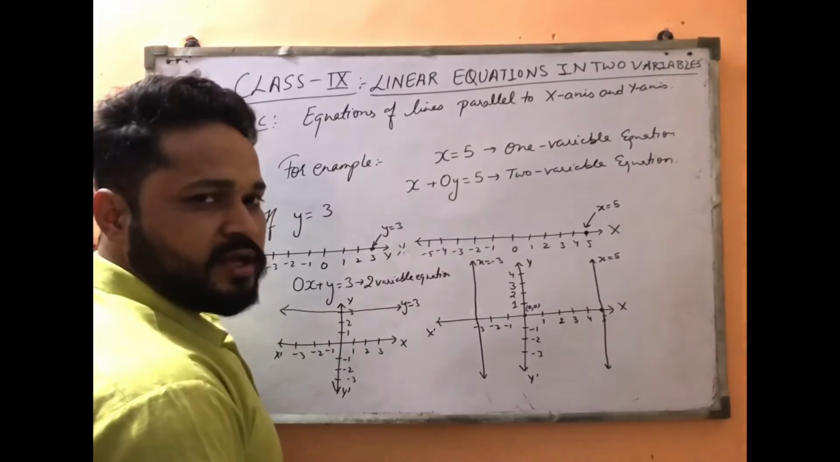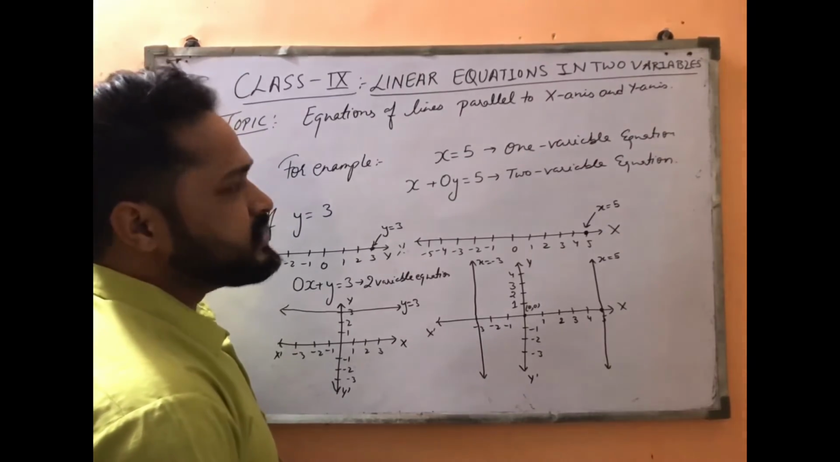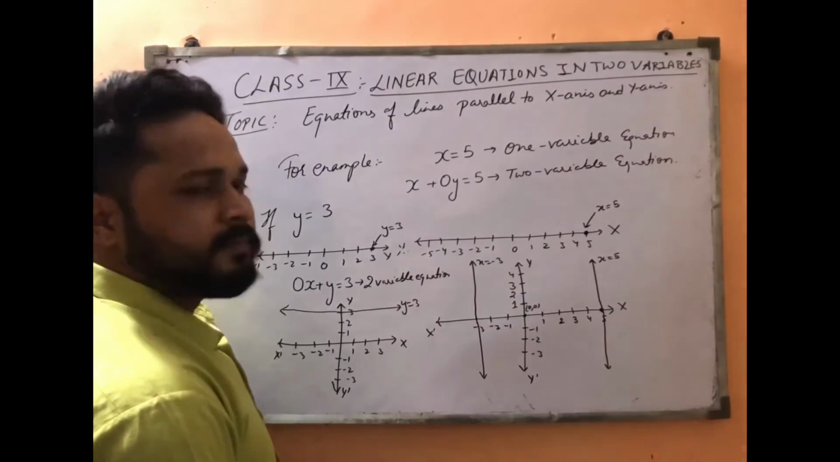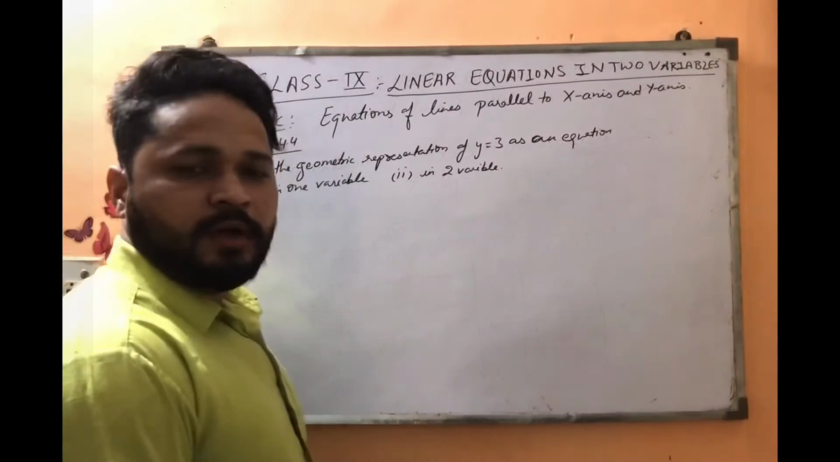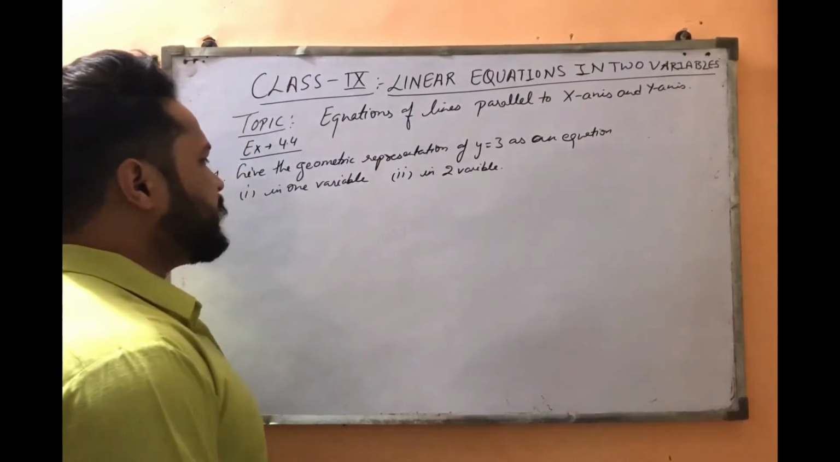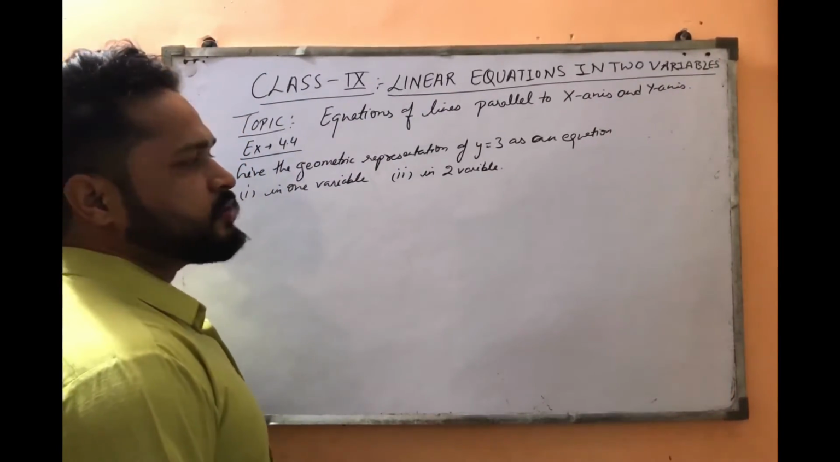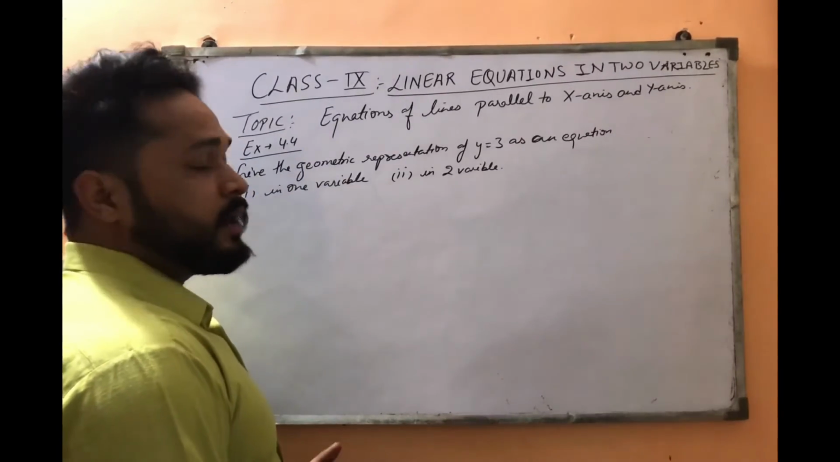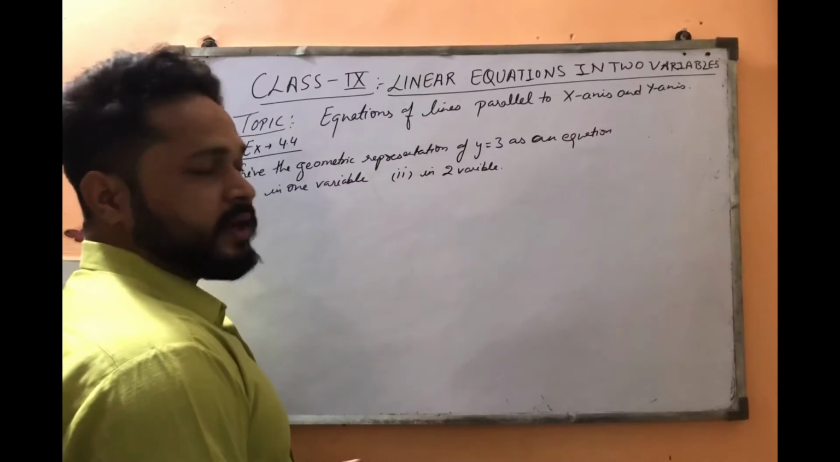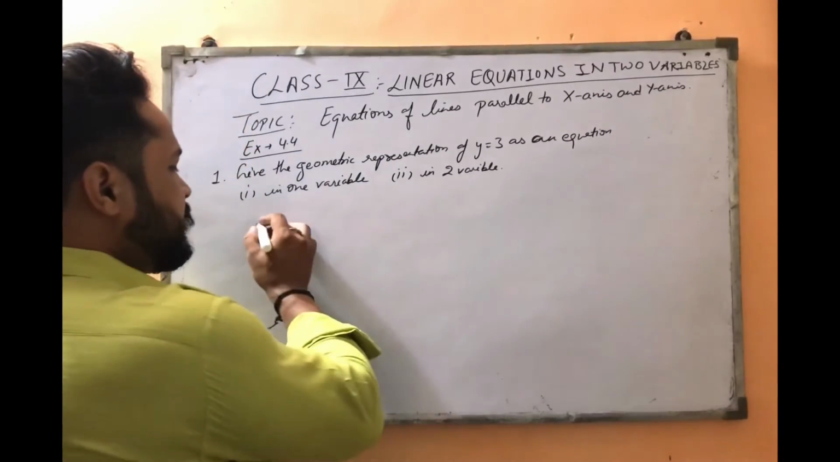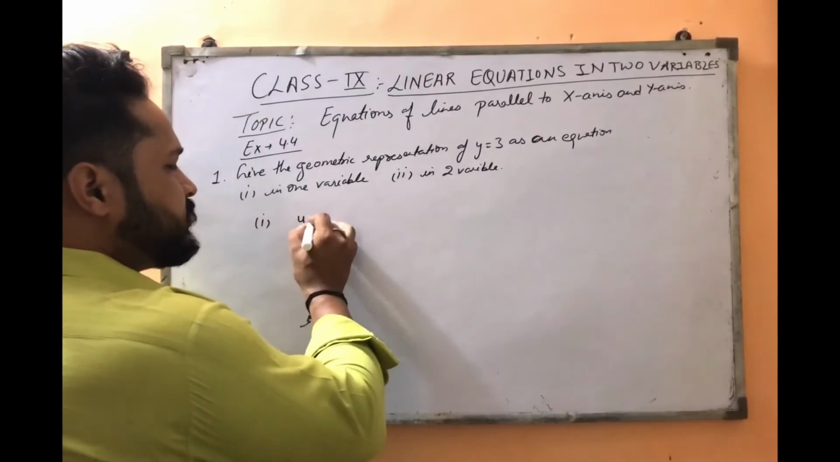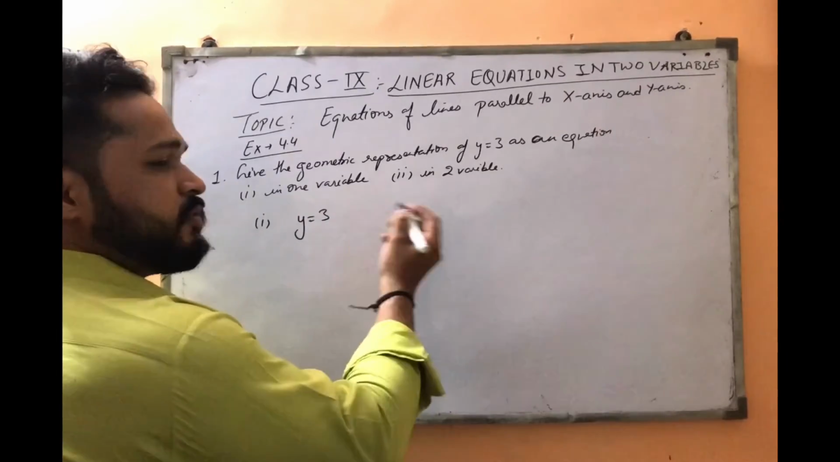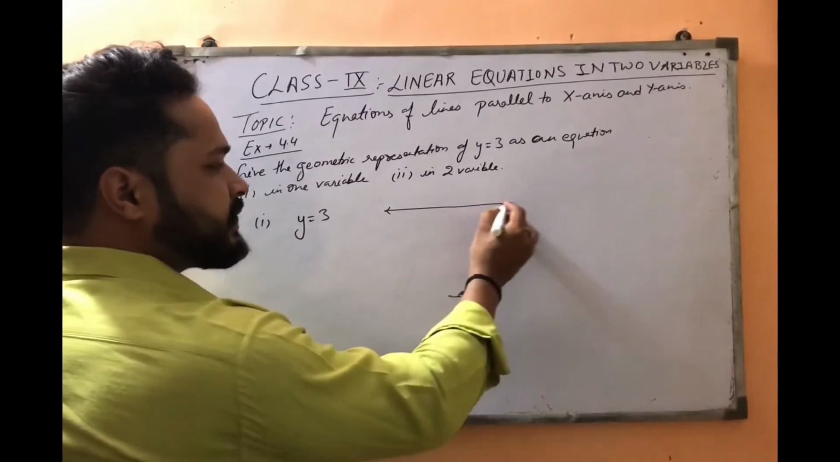Okay, so now come to the questions of our exercise, the last exercise of this chapter. Fine. Now come to question number 1. The question number 1 is: give the geometrical representation of y is equals to 3 as an equation in one variable, the first part, and the second part in two variables. So as we know, in the first part, if y is equals to 3 is the equation, how can we represent it? Like this.